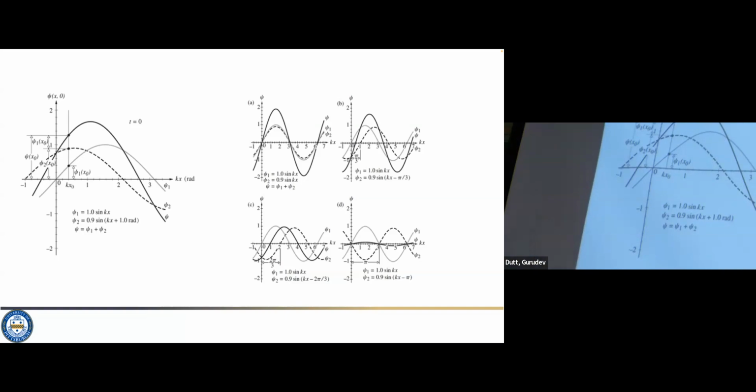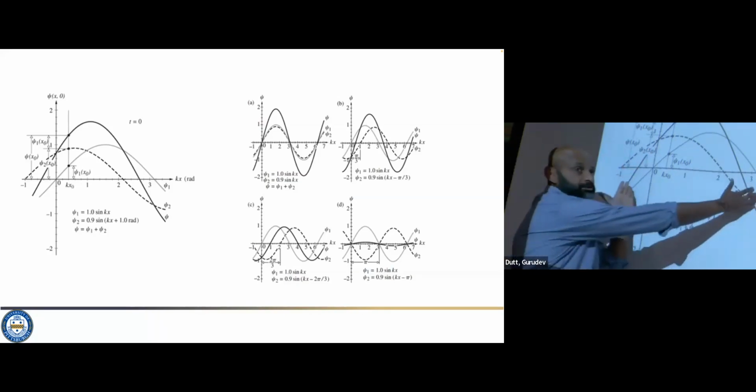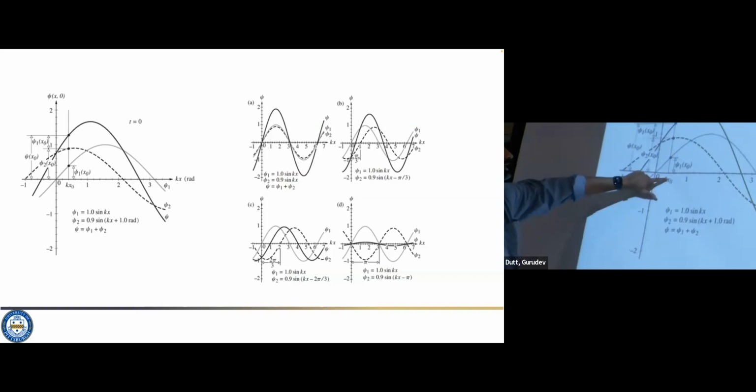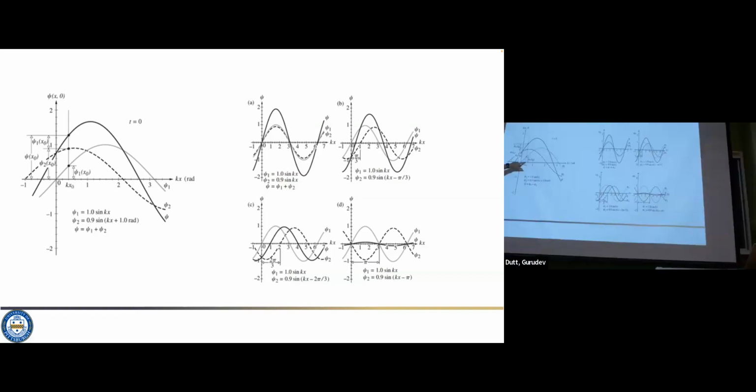Now I could try to draw this in x, but it's going to be complicated. So we're just focusing on this small section of x and seeing what happens as time propagates instead of the other functions. At any point x naught, let's say this point over here, psi1 has some value. And what about psi2?